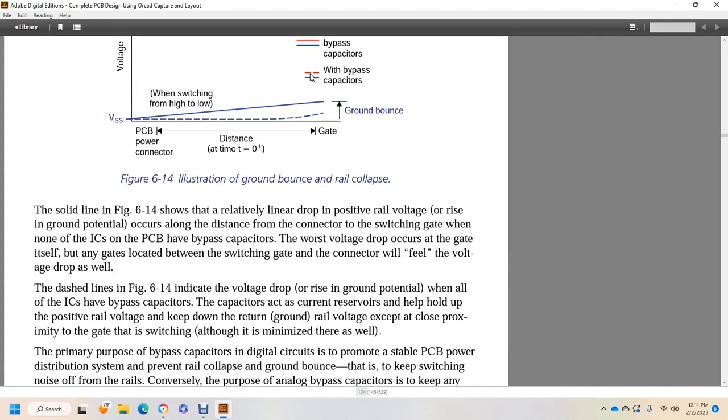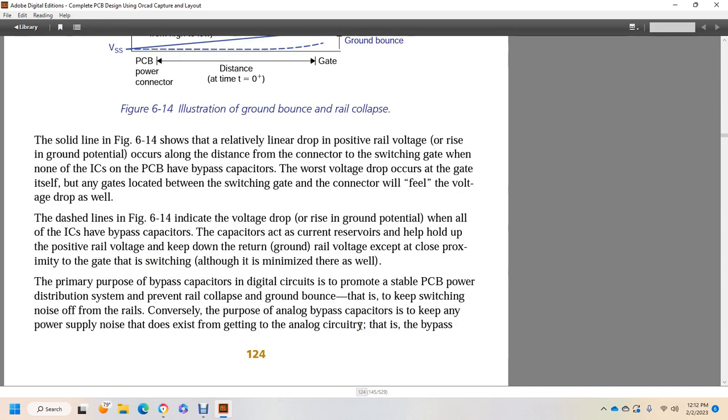When none of the integrated circuits on the PCB have bypass capacitors, the worst voltage drop occurs at the gate itself, and any gates located between the switching gate and the connector will feel the voltage drop as well. The dashed lines in figure 614 indicate the voltage drop and the rise of the ground potential when all of the integrated circuits have been bypassed. The capacitor acts as a current reservoir that helps hold up the positive rail voltage, keeping it down in return with the ground rail voltage, except in close proximity to the switching gate, although it minimizes it there as well.